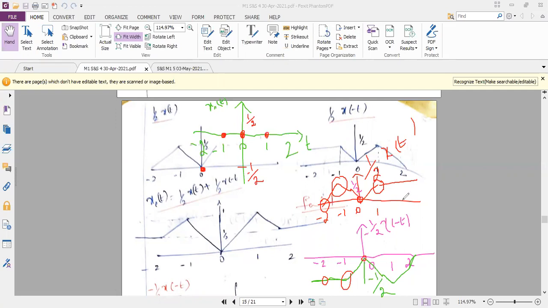Now the only value left out is at 2. The amplitude is 1 by 2 from the first diagram, and for the second diagram at 2, the amplitude is 0. So 0 plus 1 by 2 is positive 1 by 2, right? So I'm just marking the positive 1 by 2. Now let me connect all this so that I will get the beautiful diagram.